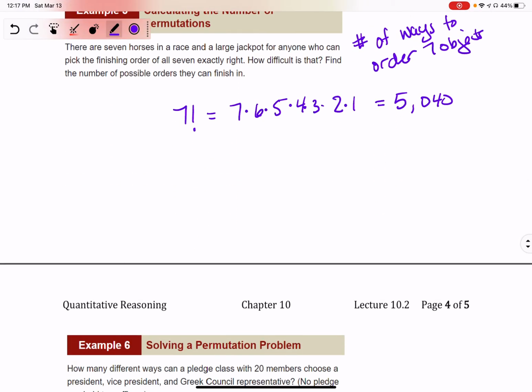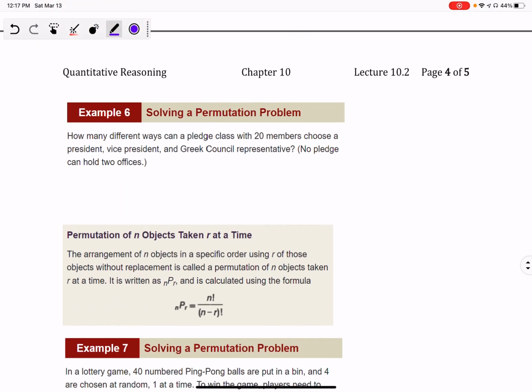Another example. How many different ways can a pledge class with 20 members choose a president, vice president, and a Greek council representative? No pledge can hold 2 offices. Well, we have 20 members total, but we only have 3 positions. We have the president, the vice president, and the Greek council representative. So the first time, all 20 members have an option.